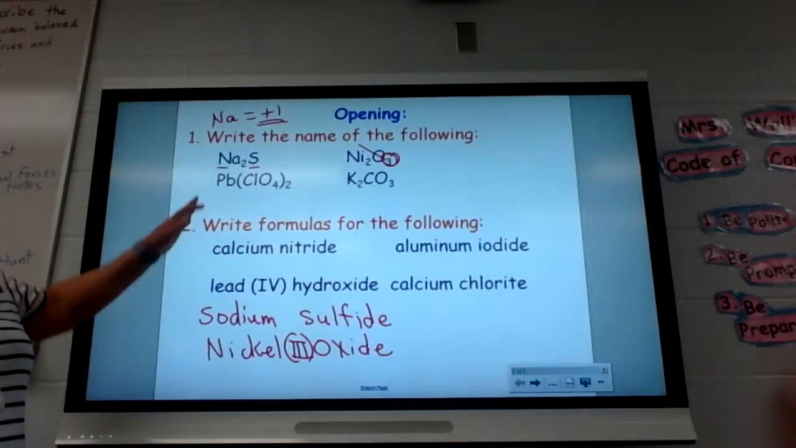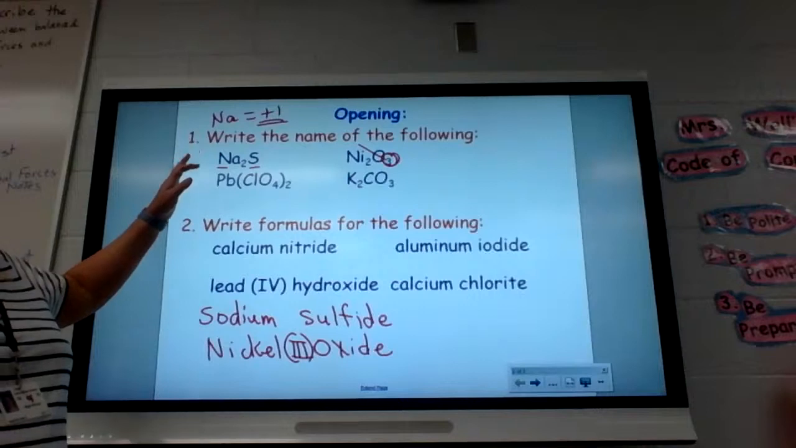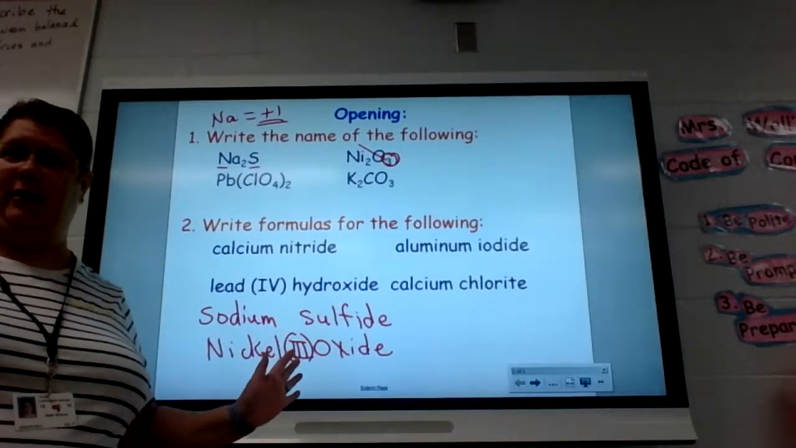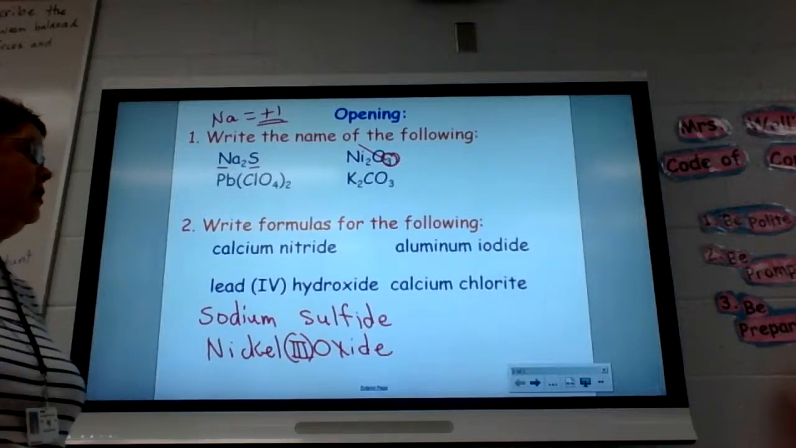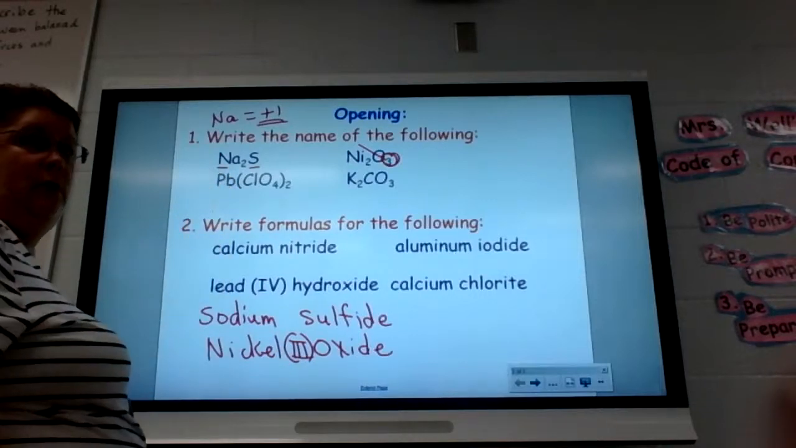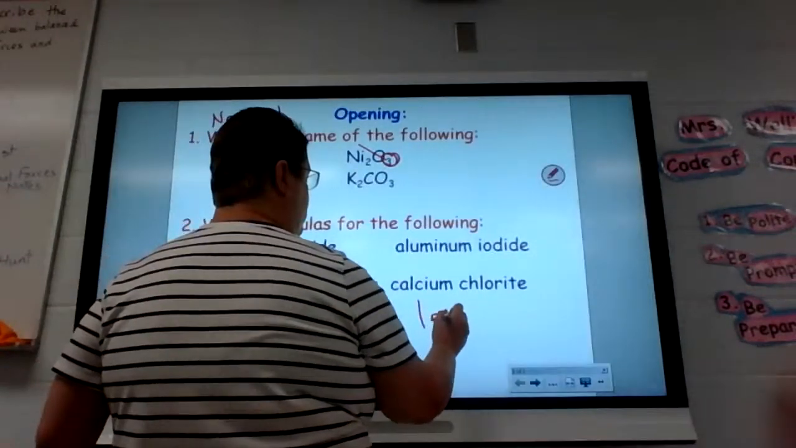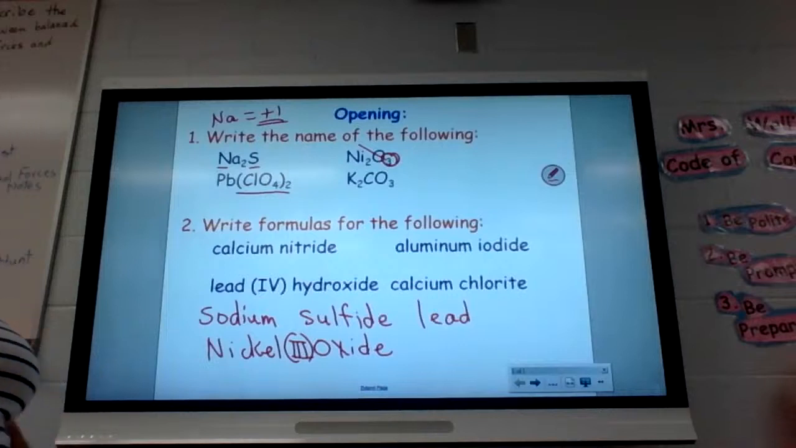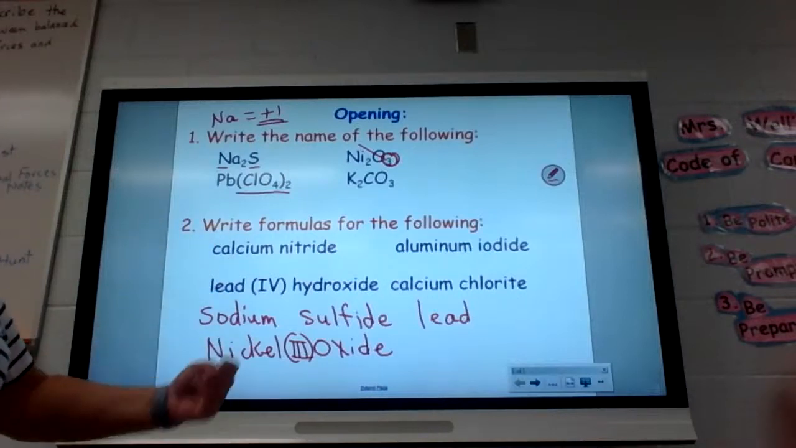Okay? So what do you notice about the next 2? How many capitals do you have? 3. We're not going to add an IDE ending. We're going to get the name off the blue card. So Pb is what? So you're going to write lead. And then everything else, you're looking up together for one name. You don't have to change an ending or anything. Just look for its name. What is it?